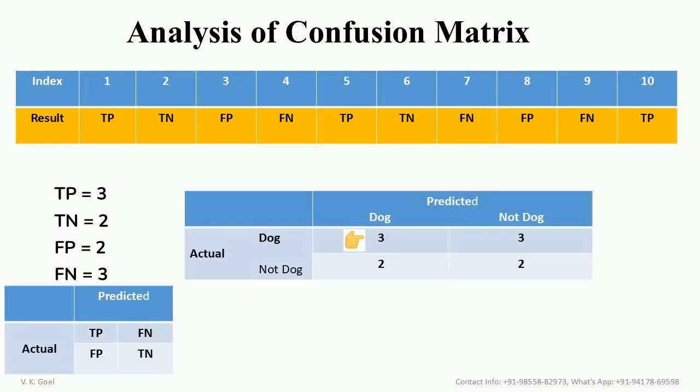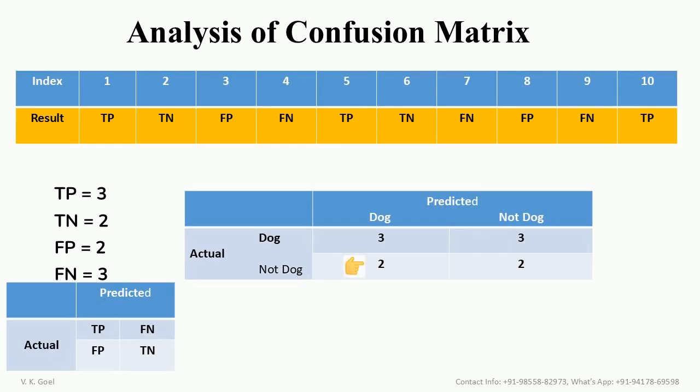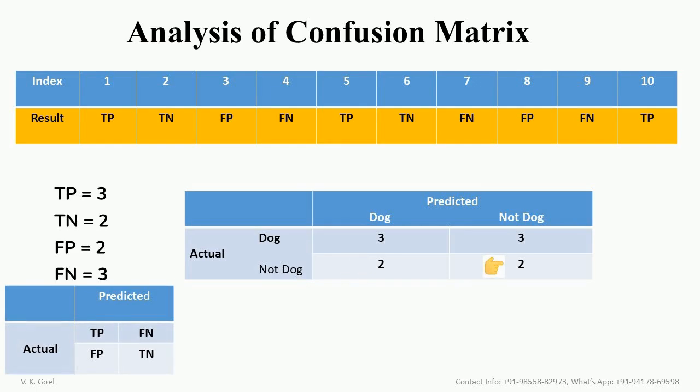Now, what does a confusion matrix say? TP equal to 3 indicates that 3 actual dogs were correctly predicted as dogs, while FN equal to 3 means that 3 actual dogs were predicted as not dogs. Therefore, this is the area where the classifier needs to be corrected. Similarly, FP equal to 2 indicates that 2 not dog cases were predicted as dog. And finally, TN equal to 2 indicates that the 2 not dog cases were predicted as not dog.